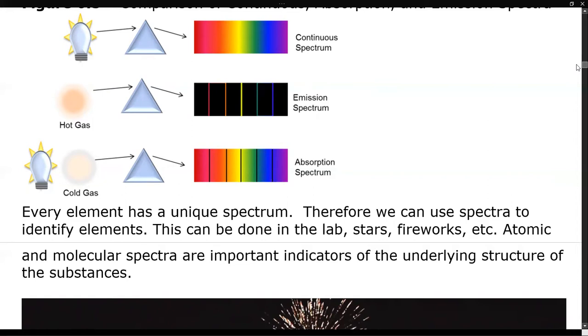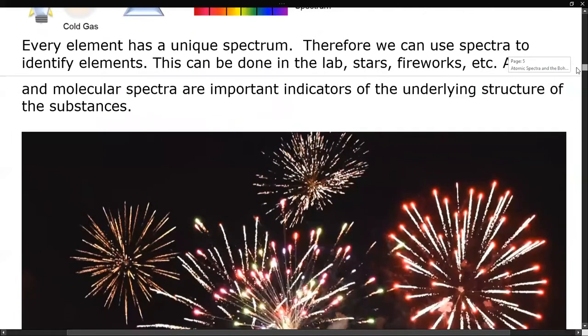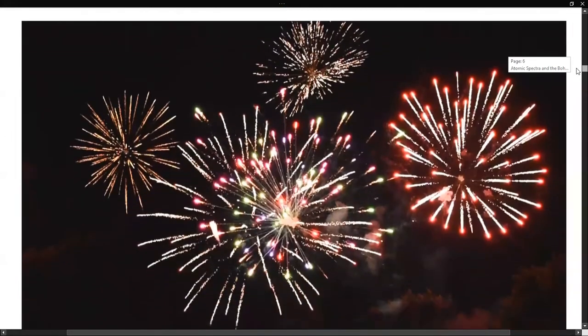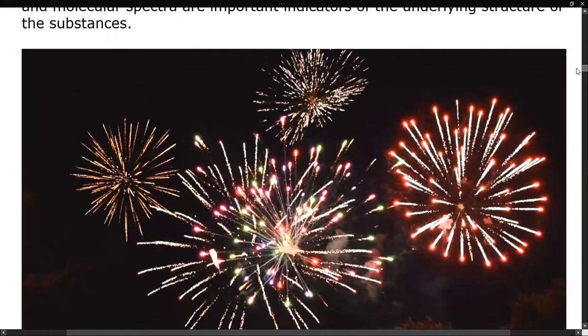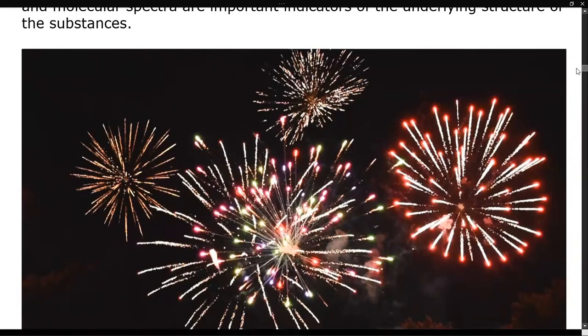But these atomic and molecular spectra are important indicators. Fireworks work on that same principle. And here's a picture I took one 4th of July, and you can see several different colors. Each color is characteristic of a different element.